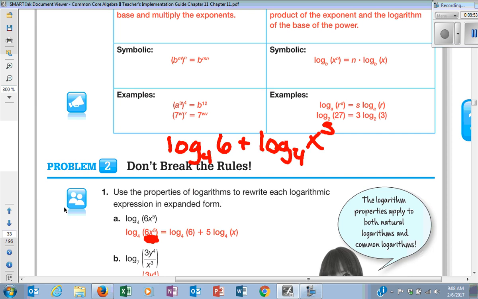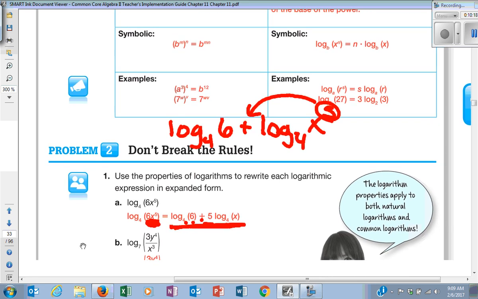And then once you have this, you have something to the power rule. That's the power rule. So what we can do is pull that 5 right here, and that's where they get this answer from. They pulled that 5 forward. So then you still have log base 4 of 6 plus, now the 5 is there, so 5 log base 4 of x. Notice that 4 with that base stays here and there, okay?